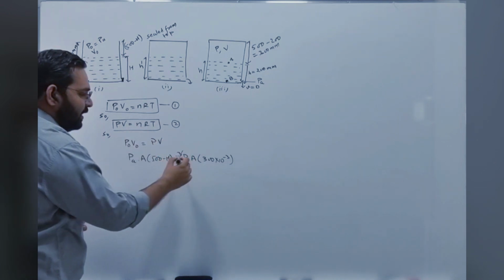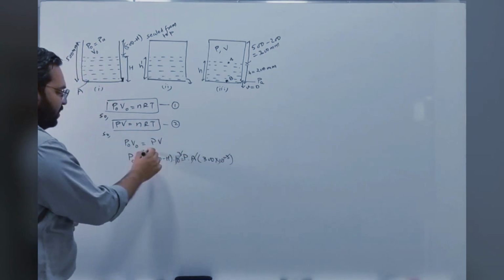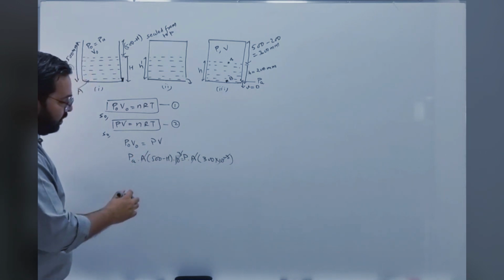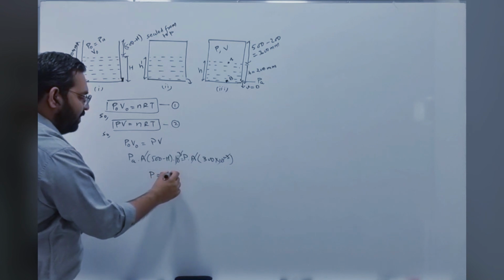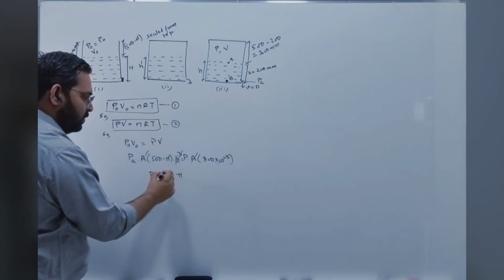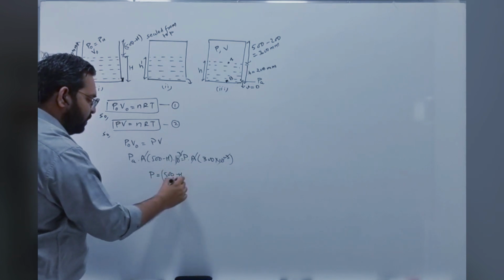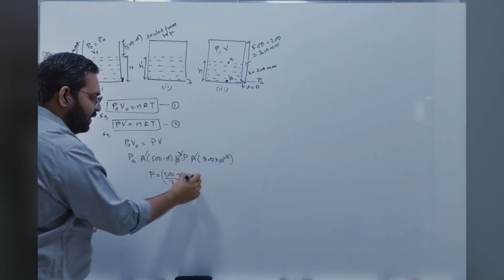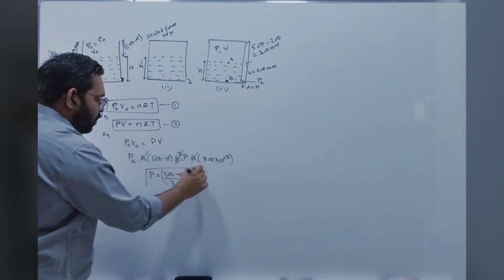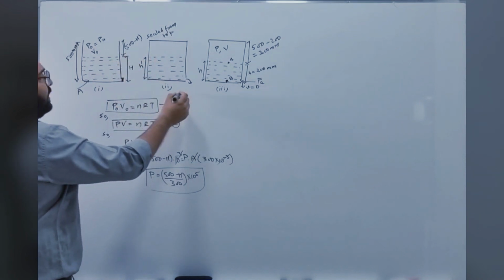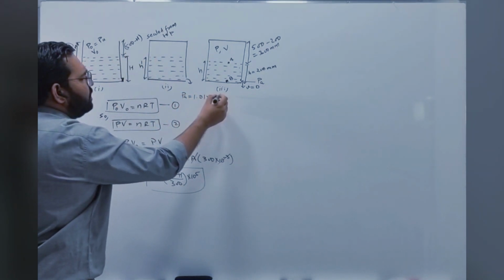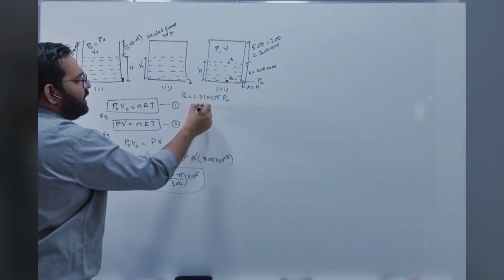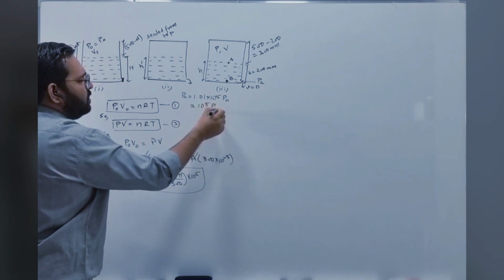So 10 to the power minus 3 can be cancelled. Area of cross section can be cancelled. So from here we get P as 500 minus H upon 300 into atmospheric pressure, which can be simply written as 10 to the power 5. We can take atmospheric pressure PA as 1.01 into 10 to the power 5 pascals. We are just approximating it into 10 to the power 5 pascals.